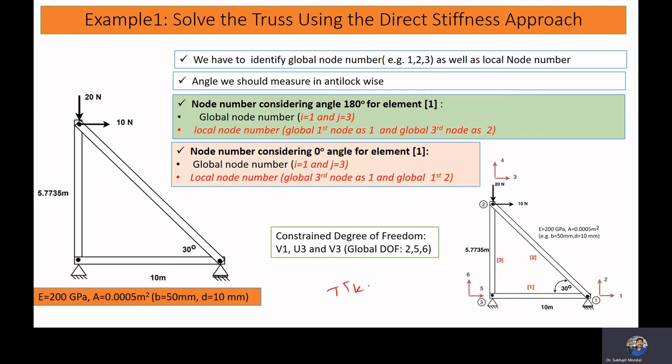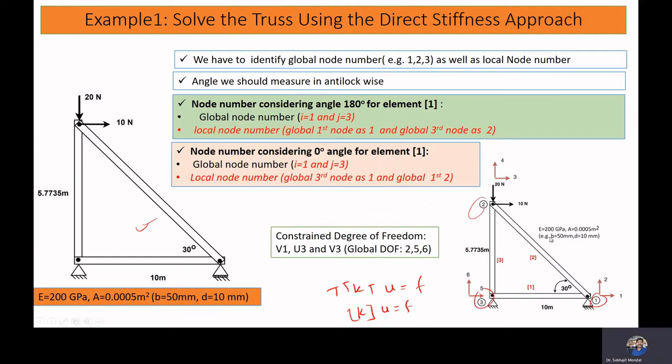T transpose KT U is equal to force, or you can write our K matrix in the global coordinate systems and U is equal to force. Now here, if we try to solve this problem, what we have to do is first identify our node numbering: node 1, 2, 3.